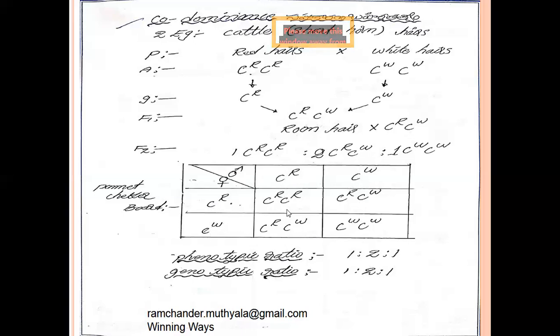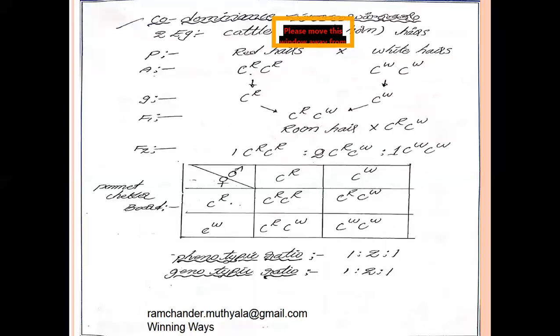These are fertilized to form 4 types of zygotes. From these 4 types of zygotes, one type belongs to C^R C^R, meaning red color hairs. Two belong to C^R C^W, they belong to roan hairs, and one belongs to C^W C^W, white color hairs. It is the second example of codominance.